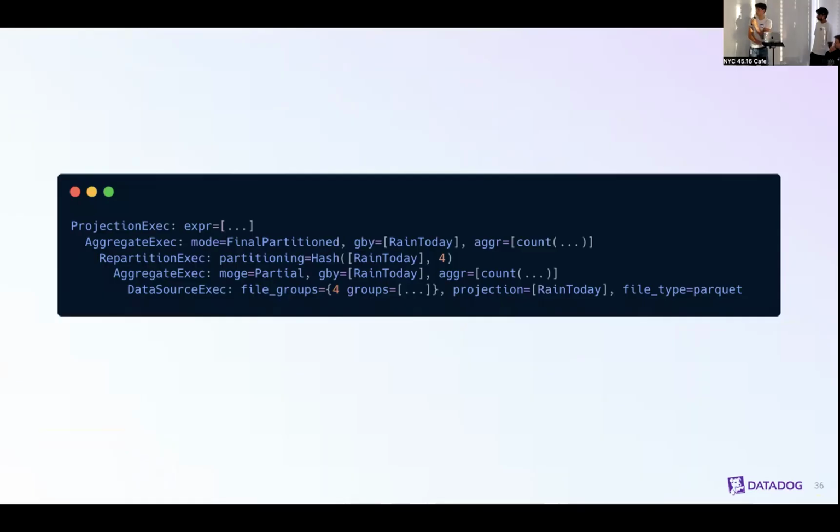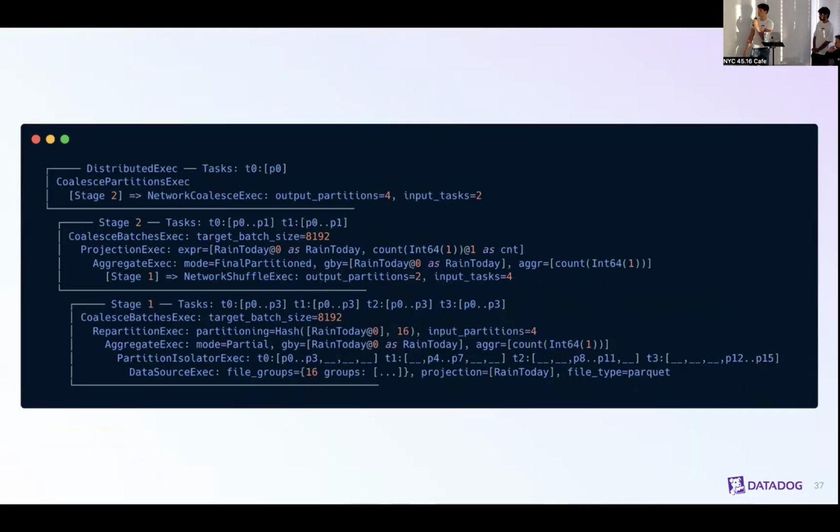And to show the difference, this is the original query in single node DataFusion. This is the physical plan that it gives us. And then this is what the full distributed plan that we just built step by step looks like at the end. So that is the full process of planning a query.